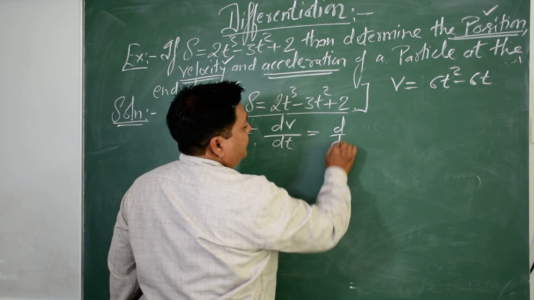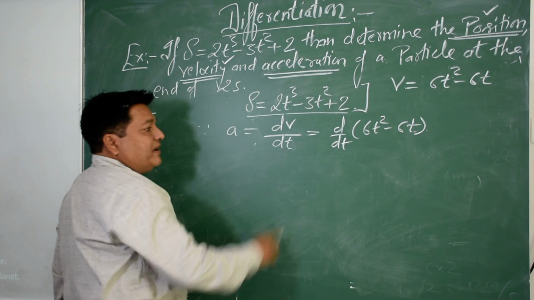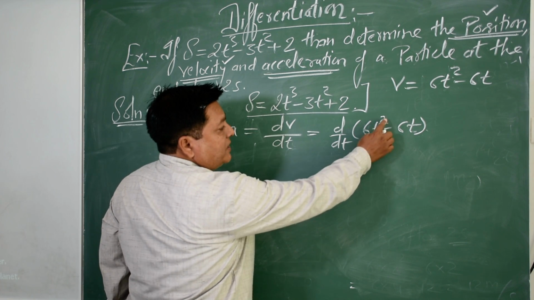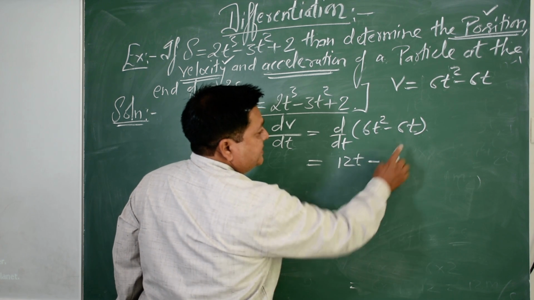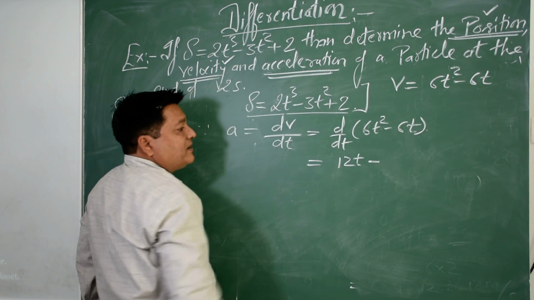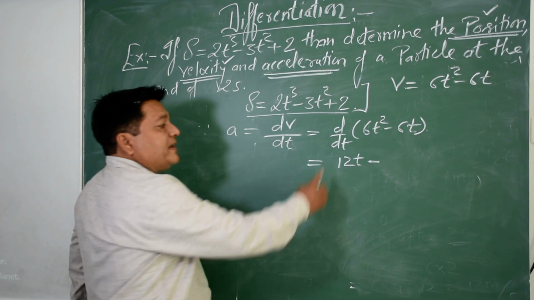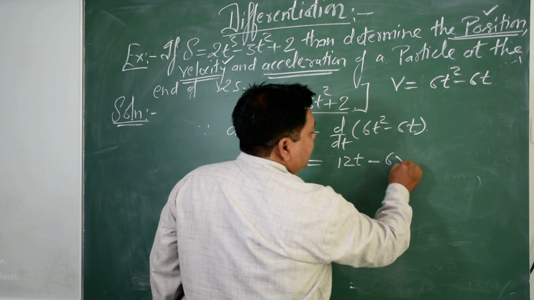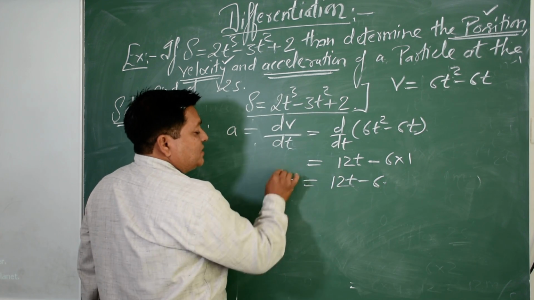So d by dt of 6t square minus 6t. When we differentiate this separately with respect to time t, for t square we get 2t. It means that 6 into 2t will become 12t minus 6. Differentiation of time t with respect to t will get 1, because differentiation of x with respect to x will be 1. So 6 into 1 will get 6 only. So here 12t minus 6 will be the acceleration expression.